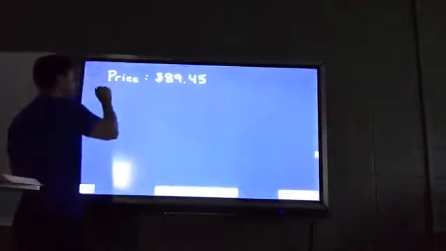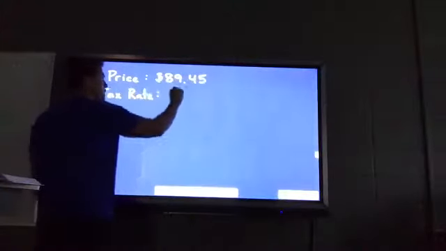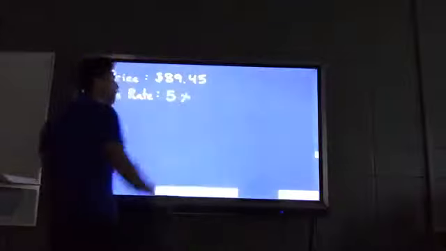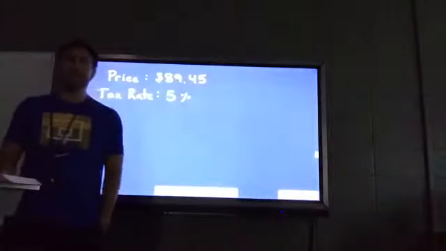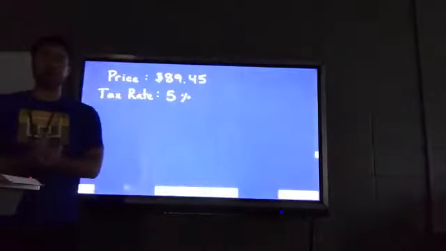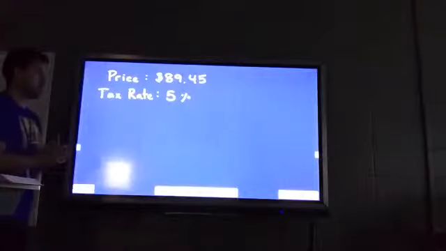So original price is $89.45, and the tax rate, so what percent they're going to pay in taxes, 5%. What I want you to do is find the total cost of that item, and then I'm going to show you another way of doing this problem so that you can choose which way you want to do these kinds of problems with.